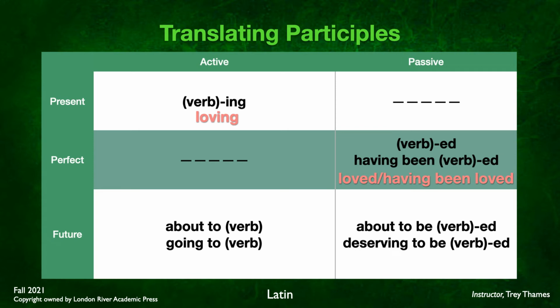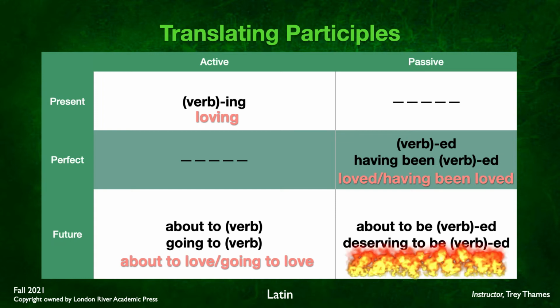In the future, you translate it as about to verb or going to verb, in this case, love. So about to love or going to love. And in the future passive, we're going to have about to be loved or deserving to be loved. That's how we translate them at face value. Now, that being said, we're going to tell you better ways of translating participles here in just a minute. We'll look at some real live examples.